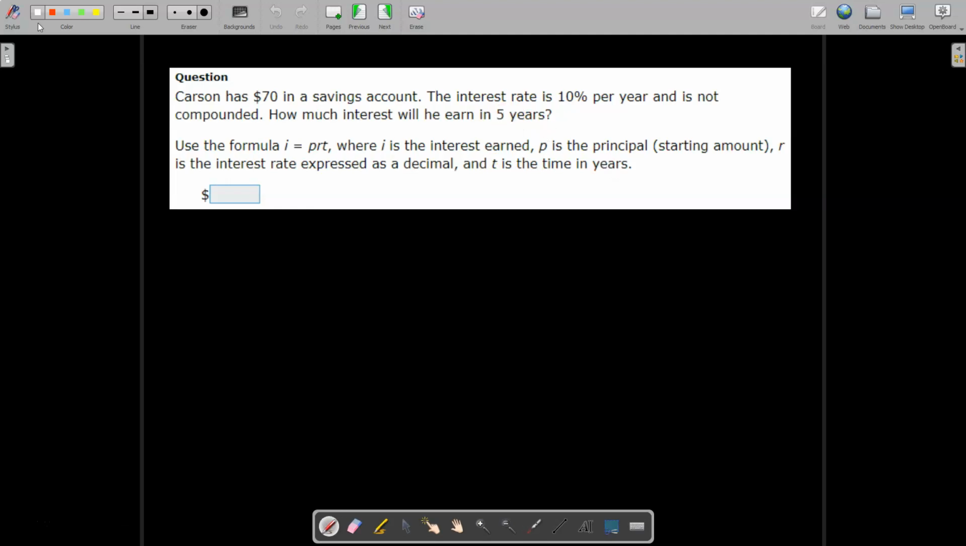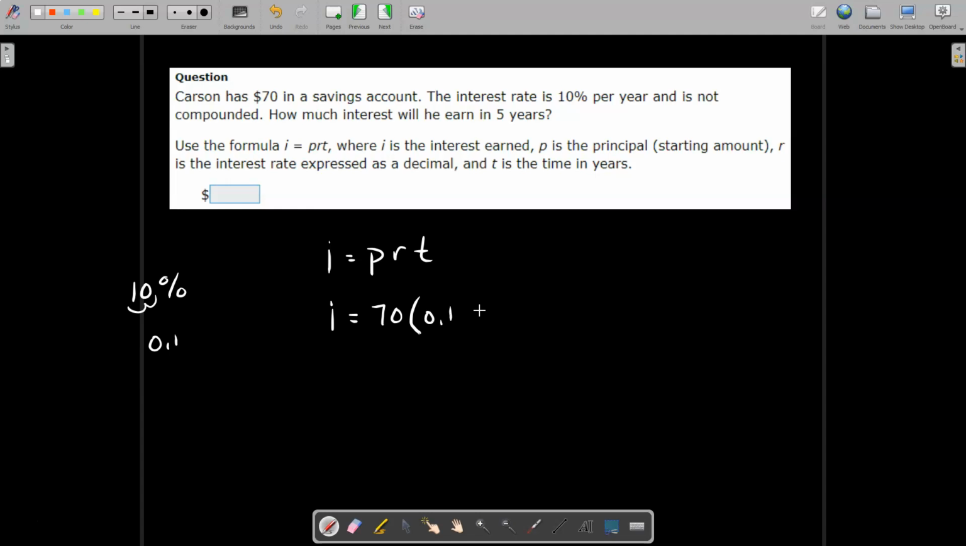So let's go ahead, start writing out our interest equals principal times the rate times time. And we want to know what is interest. That's what they're asking us for. Our principal is $70. And our rate is, put this over to the side, 10%. Move that decimal over 2 places, and we're going to end up with 0.1 for the decimal.